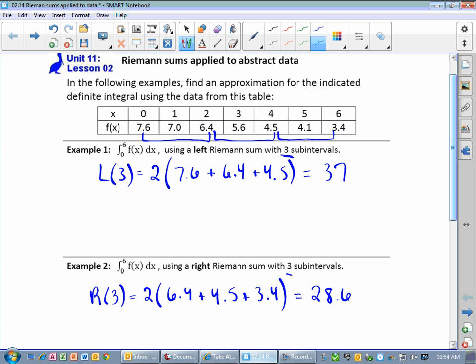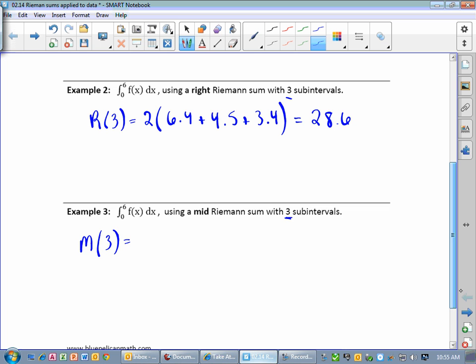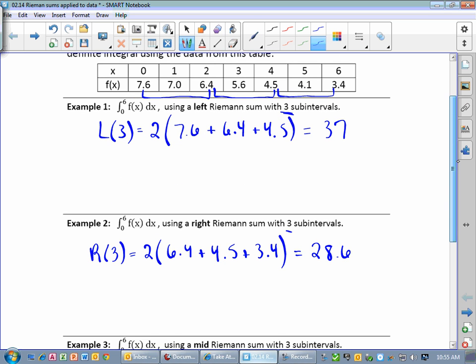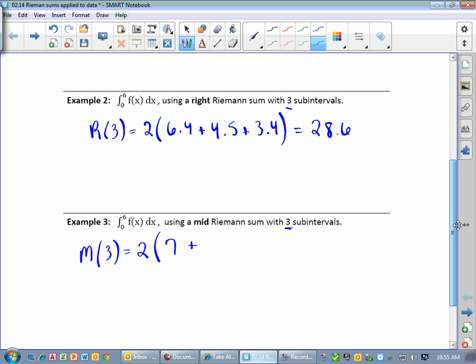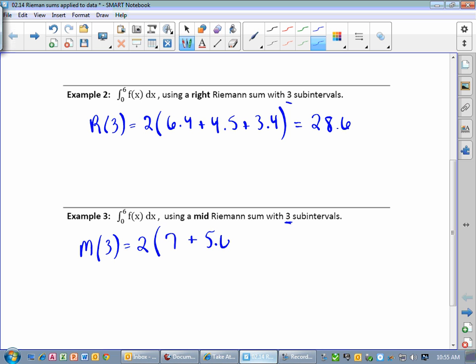It's the middle of the x, not half of the y. It's not the average of the function. Now our bases are still 2, right? The rectangle width is still 2, but now we would have 7 plus 5.6 plus 4.1. So adding these up, we get 12.6, 16.7, so 33.4.